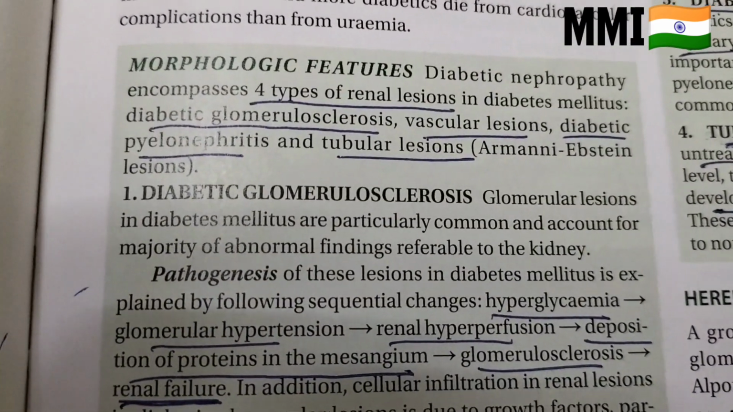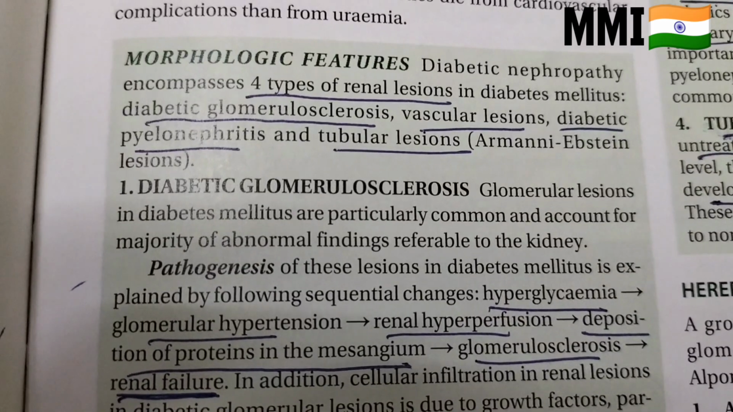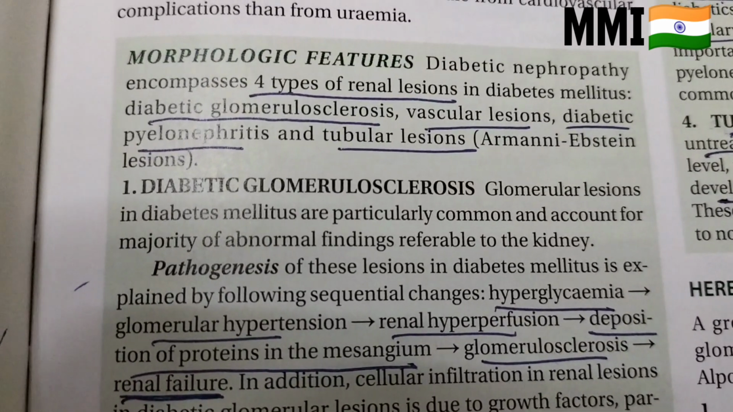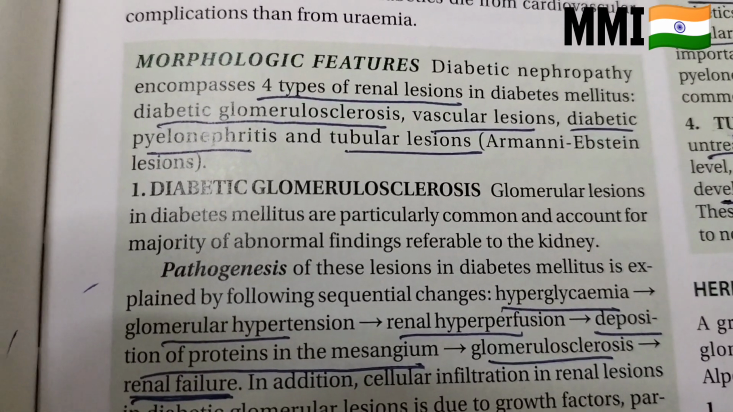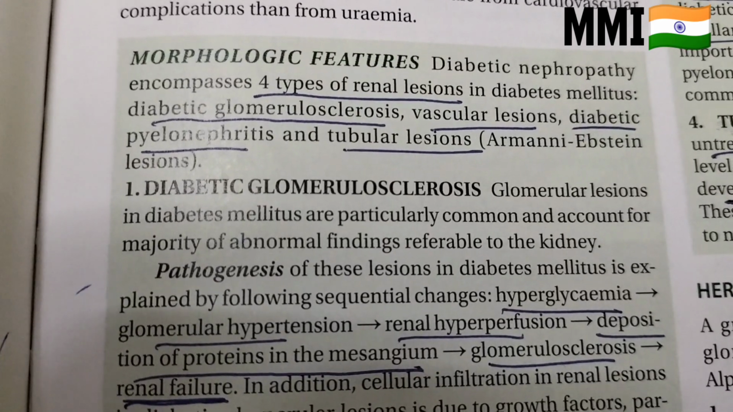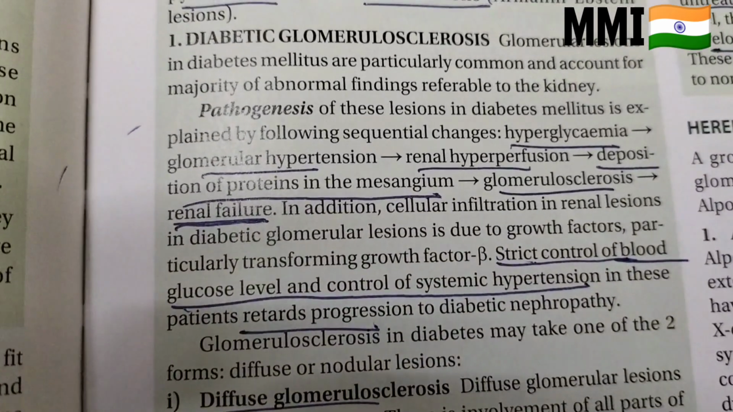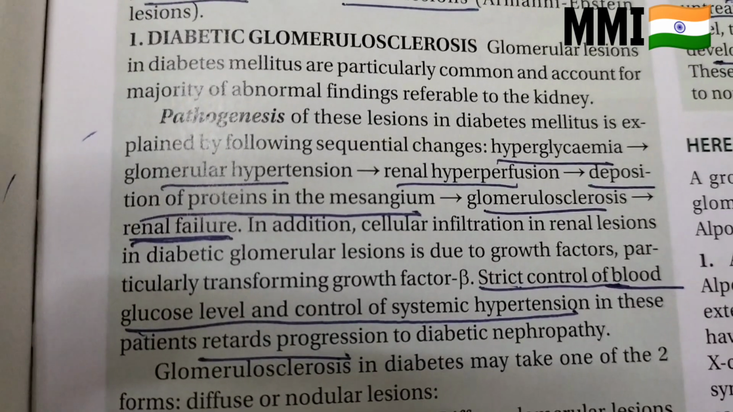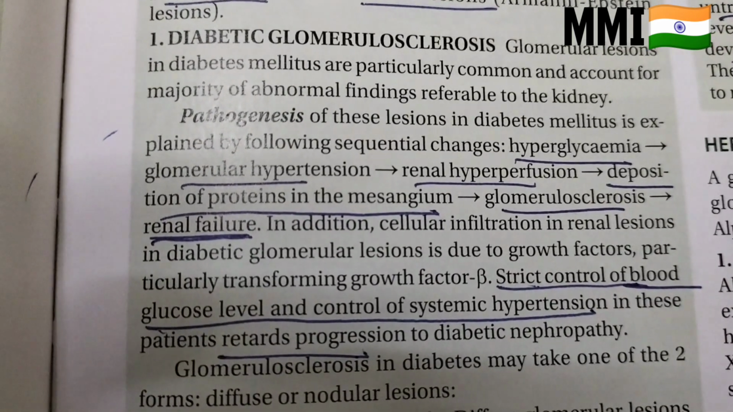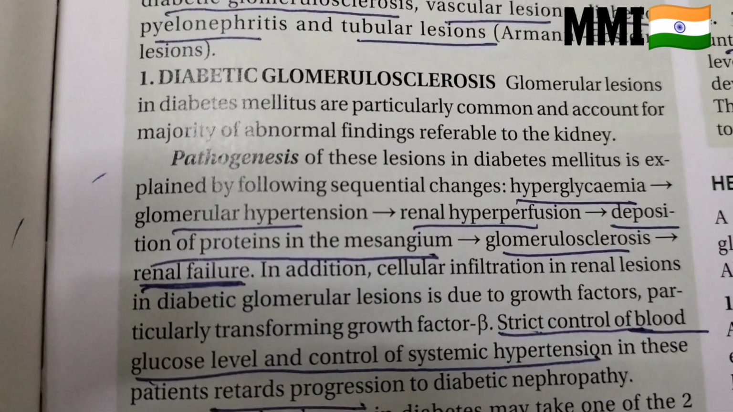Next, we come to the morphological features of diabetic nephropathy. Diabetic nephropathy causes 4 types of lesions: diabetic glomerular sclerosis, vascular lesions, diabetic pyelonephritis, and tubular lesions. Next we start with diabetic glomerular sclerosis. There are 2 types of diabetic glomerular sclerosis, that is diffuse and nodular type. We will finish both of them.